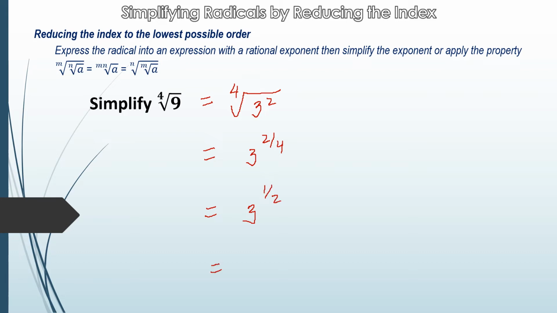After that, rewrite the given expression in radical form. 3 raised to 1/2 in radical form is square root of 3. So if you will try to observe, the index has been reduced.